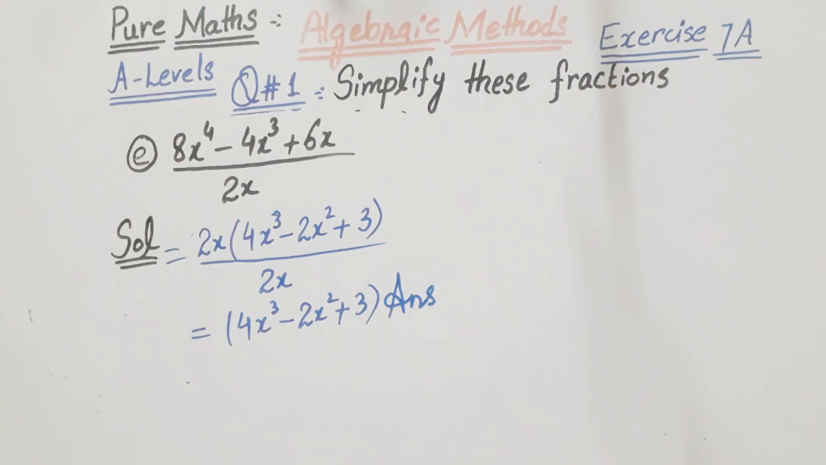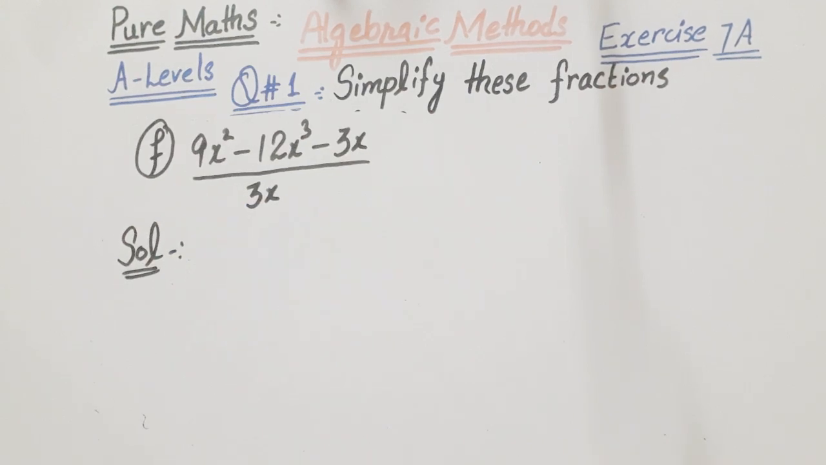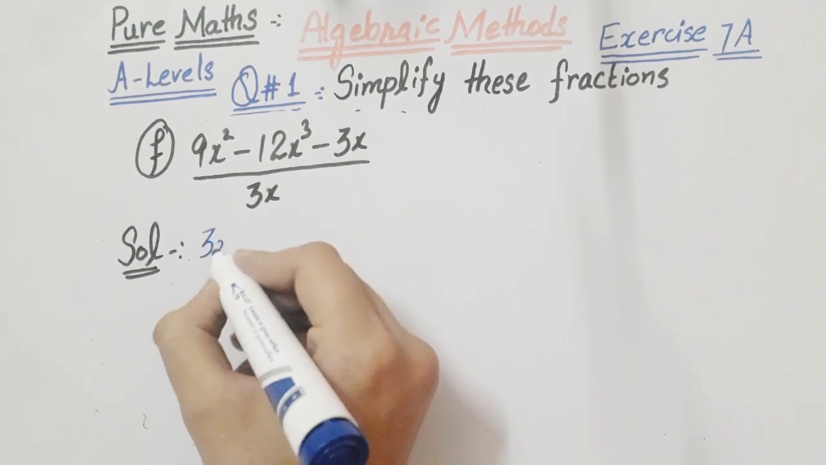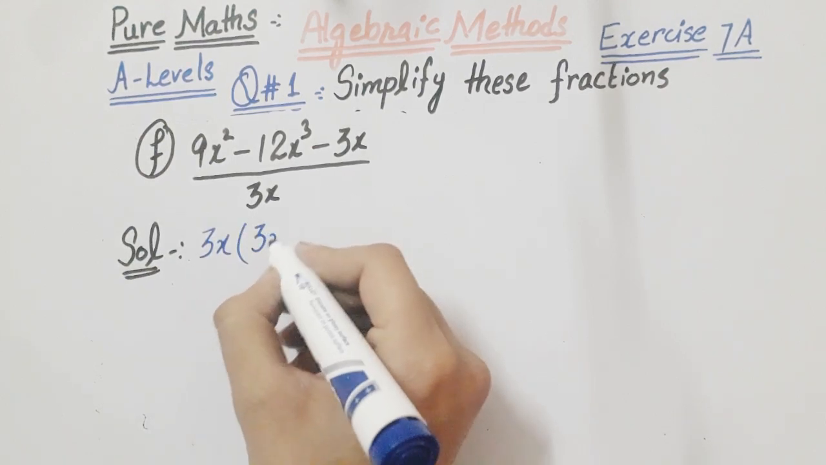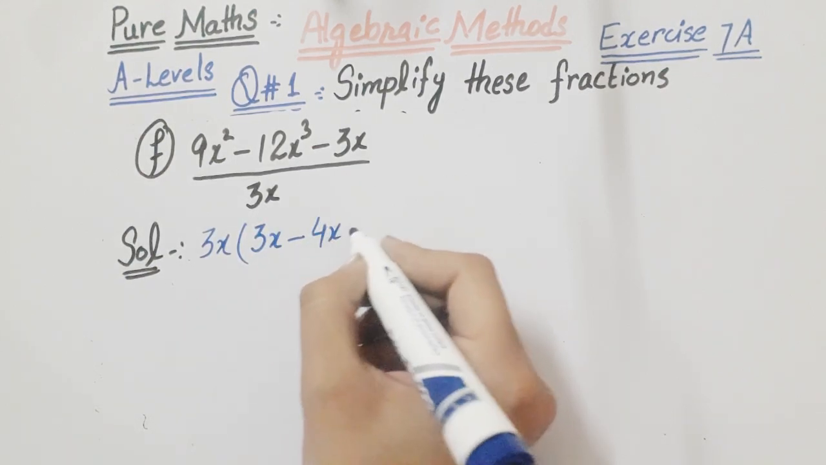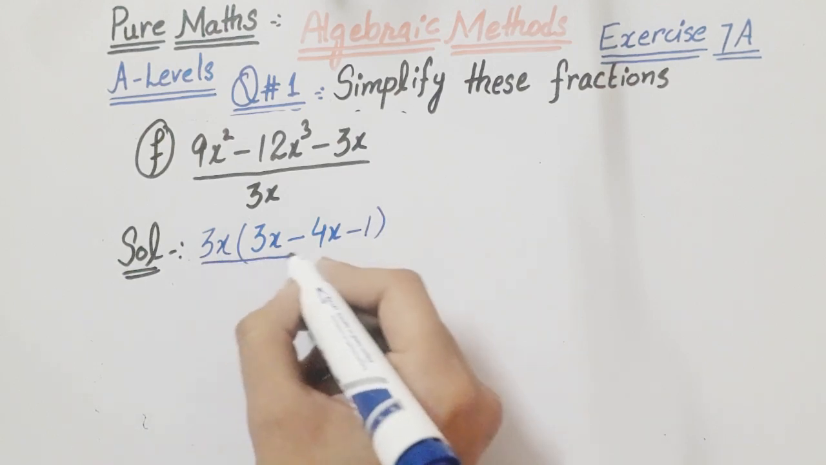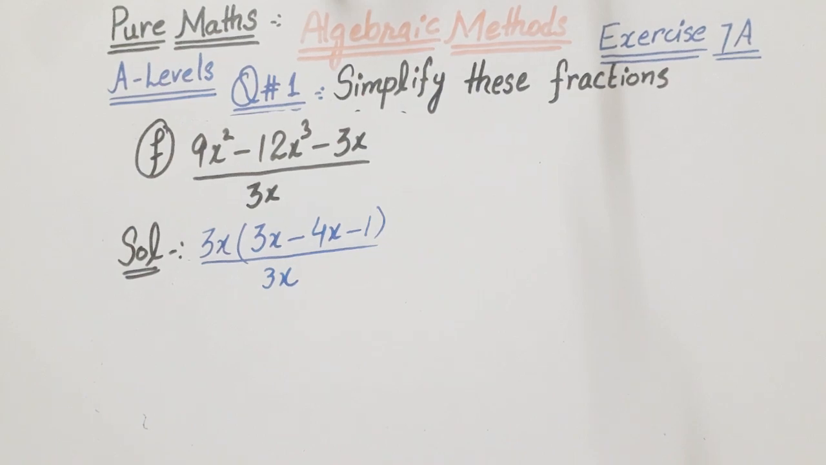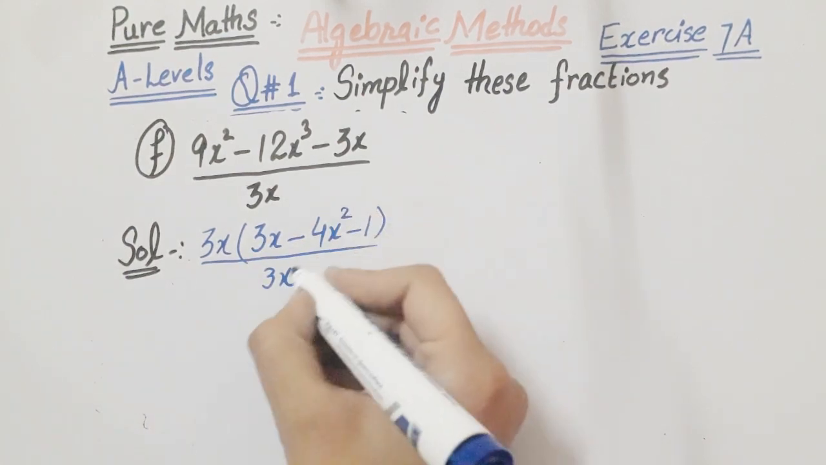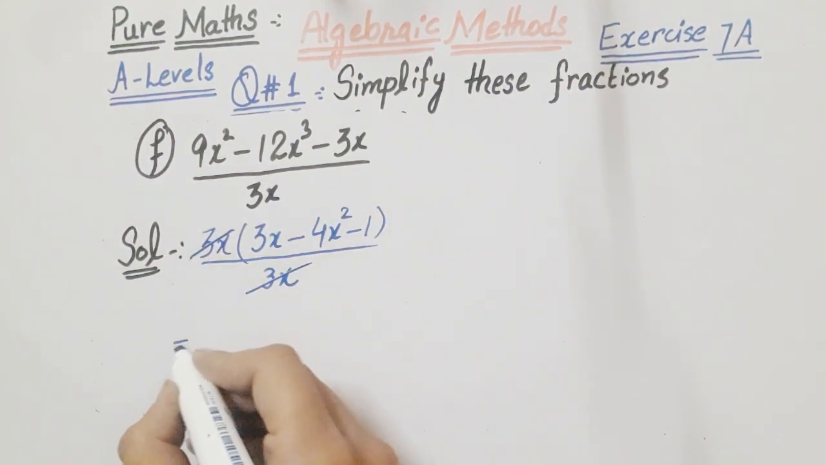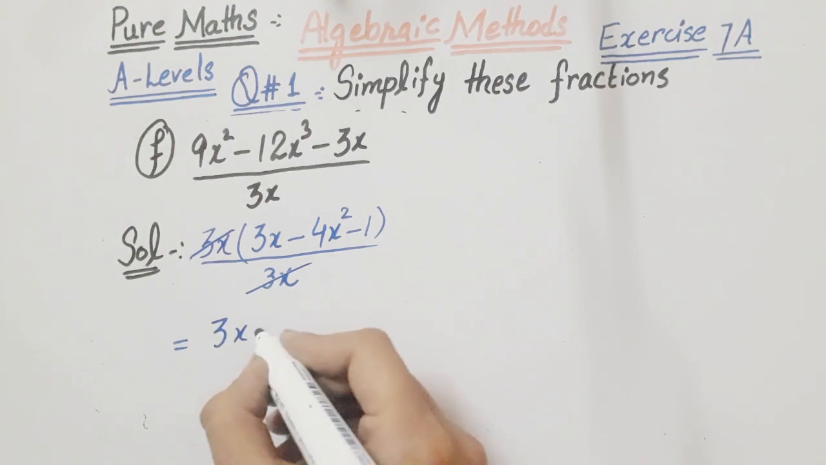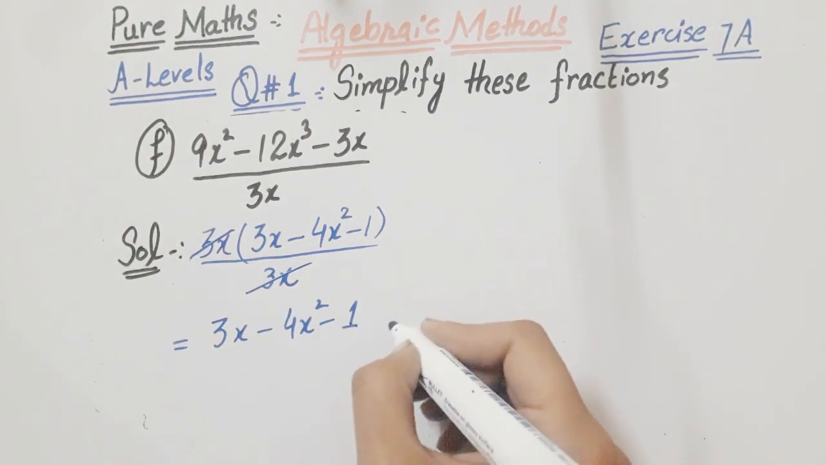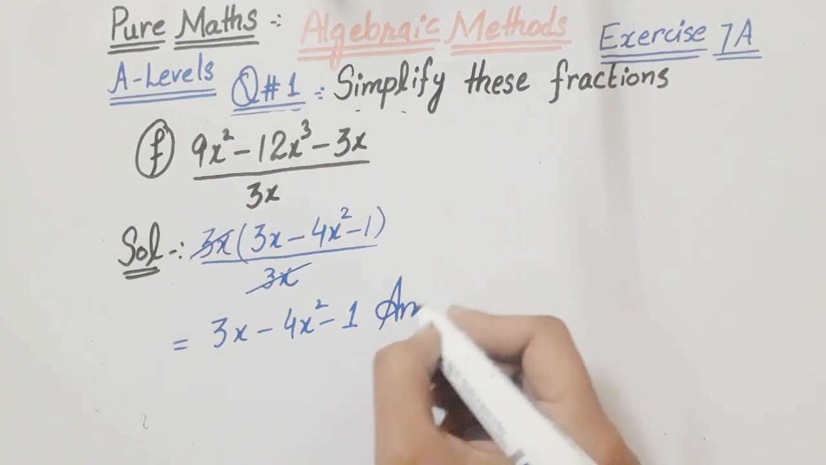Now we will solve part F. First of all, we will take 3x as common: 3x(1 - 4x - 1) by 3x. So cancel 3x by 3x, we have 1 - 4x^2 - 1. This is the simplest form and this is the answer.